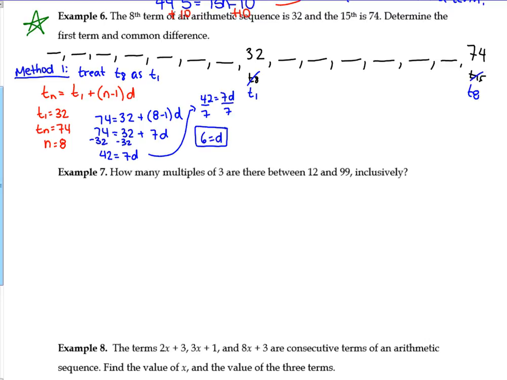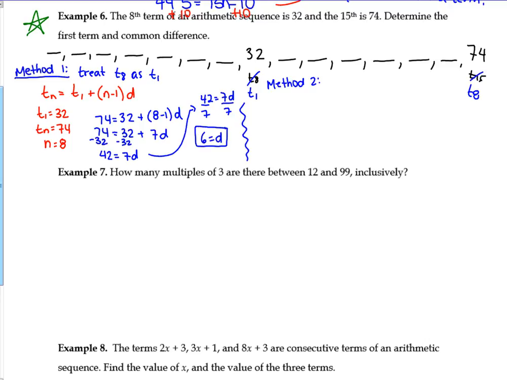But I'm going to show you method 2 first, and then we'll do the first term last, okay? So that was method 1, where we treat term 8 as term 1, and then this becomes term 8, and find the common difference, okay? So we'll worry about finding the first term later. So method 2, we kind of set up our own equation.